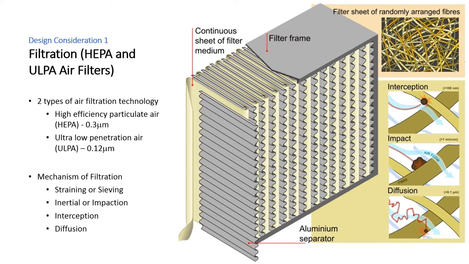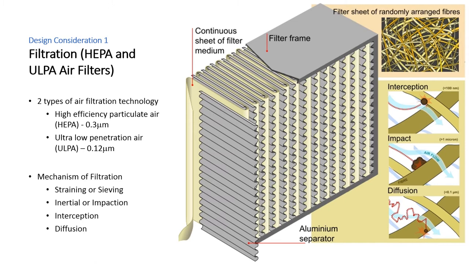There are four basic mechanisms in which fibrous air filters remove contamination from the airstreams. Straining or sieving. Particles larger than the clearances between fibers cannot pass through and are collected on the media. Inertial or impaction. Particles due to their inertia leave the airstreams around filters and impact the fiber directly. Adhesives usually retain the particles.